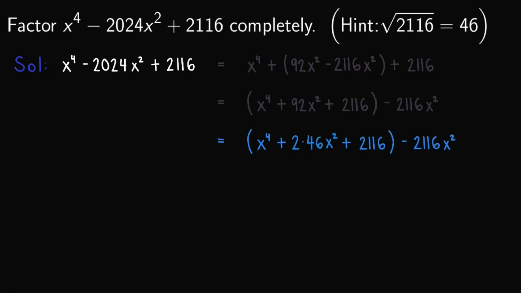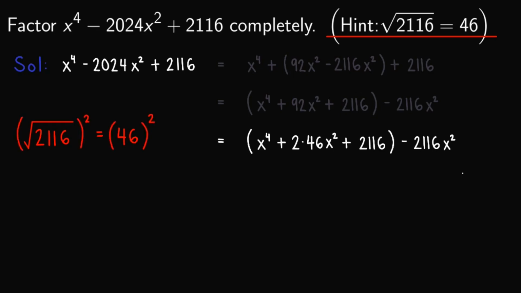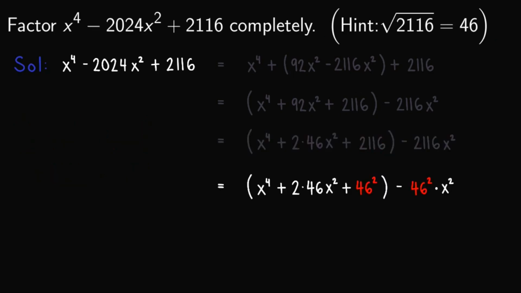And now let's apply the hint. Take note that given the square root of 2116 equals 46, if we square both sides, we'll obtain 2116 to be equal to 46 squared. Applying this to what we have, we'll obtain x raised to 4 plus 2 times 46x squared plus 46 squared, minus 46 squared times x squared. So we'll obtain this.